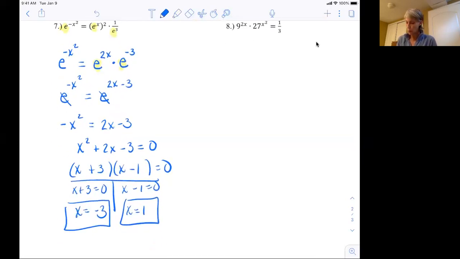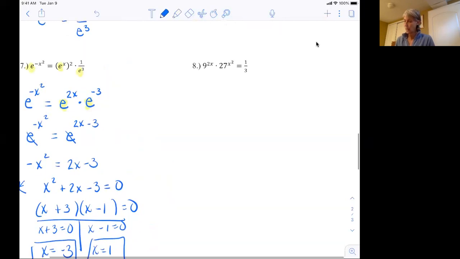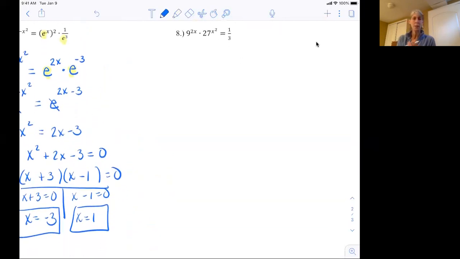And remember, when you get down here, this is math you're expected to know. So you might wind up getting things that you might not be able to factor, and that's where you would use the quadratic formula to get your solutions. And in this last example here, I have 9 raised to the 2x times 27 raised to the x squared equals 1/3. Now think of those numbers, 9, 27, and on the other side, I see a 3. So I have to think about what base they all have in common? And that would be 3.